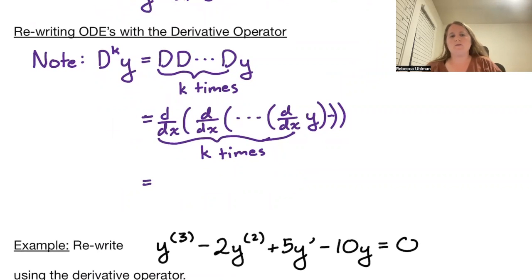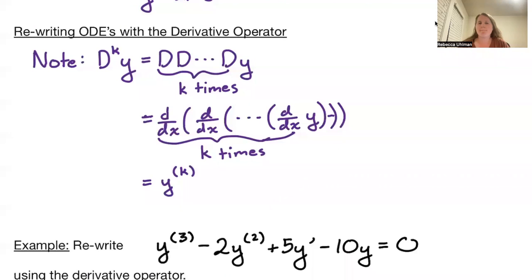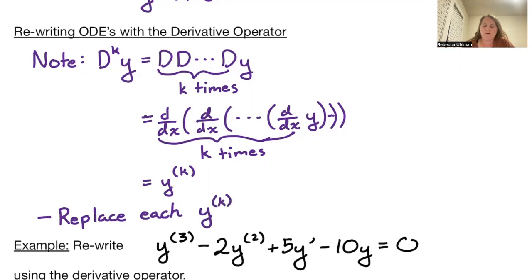So essentially, we can just replace all of our kth derivatives of y with D to the k y when we update the screen. Again, essentially what we can do is replace each of the kth derivatives with D to the k y.